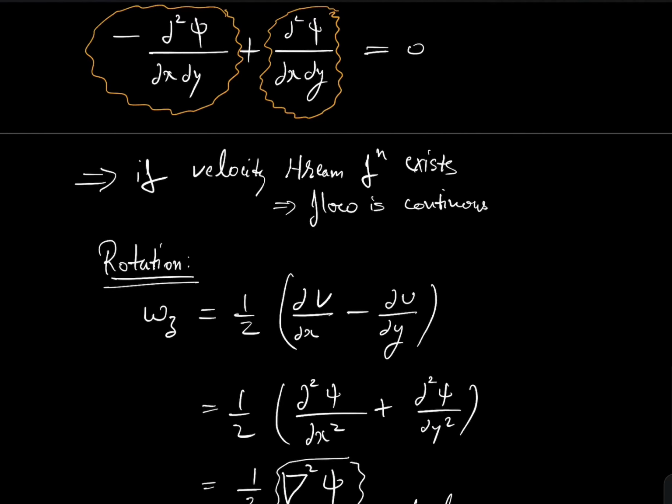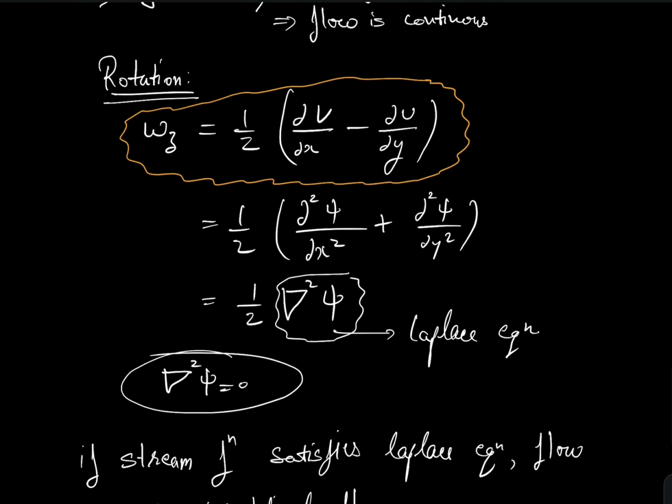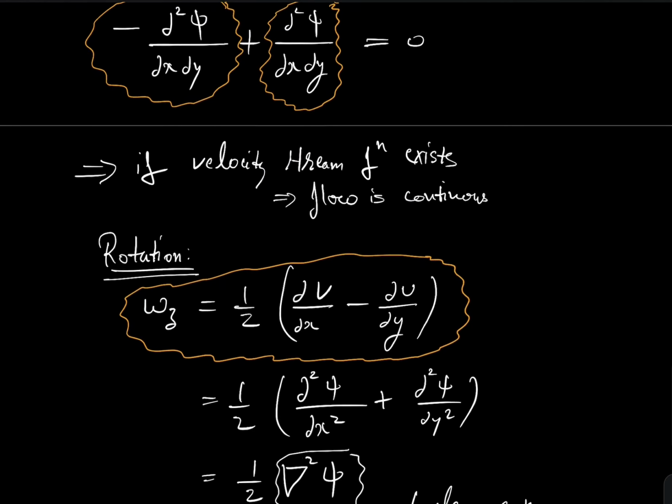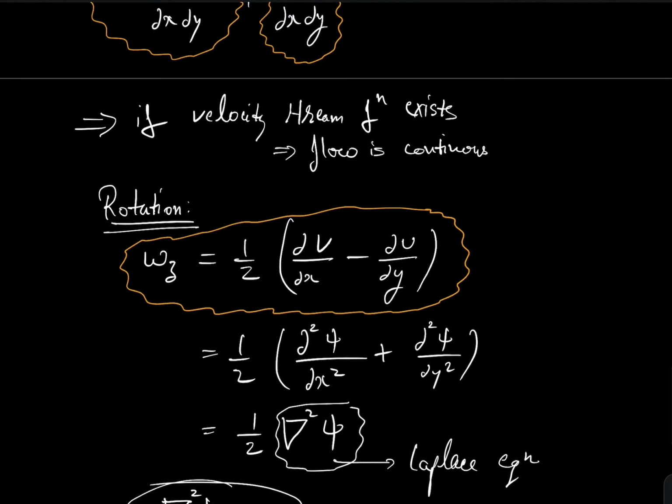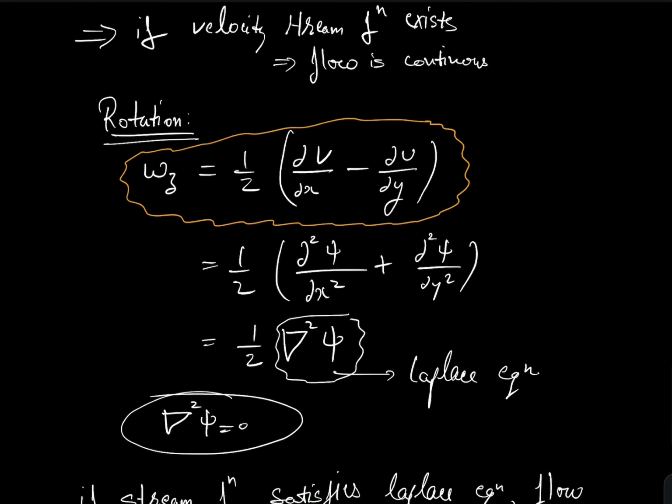Now let's discuss rotation. I have discussed rotation about one axis, let's say wz. What is wz? wz is equal to half of del v by del x minus del u by del y, right? Now here again I will put the values of v and u, and it will come out to be half of del square psi by del x square plus del square psi by del y square. Fine. It can also be denoted by del square psi.